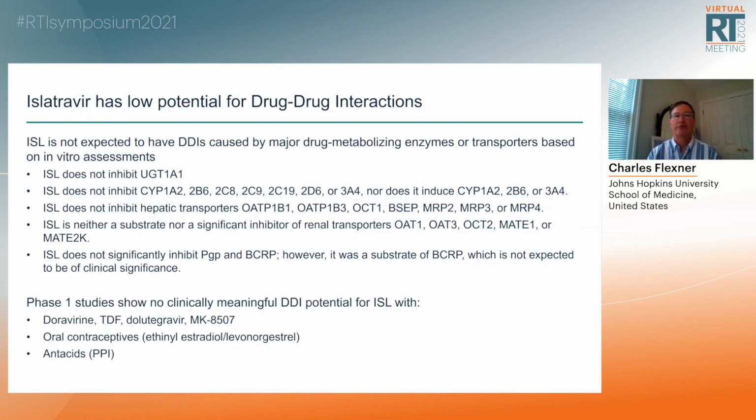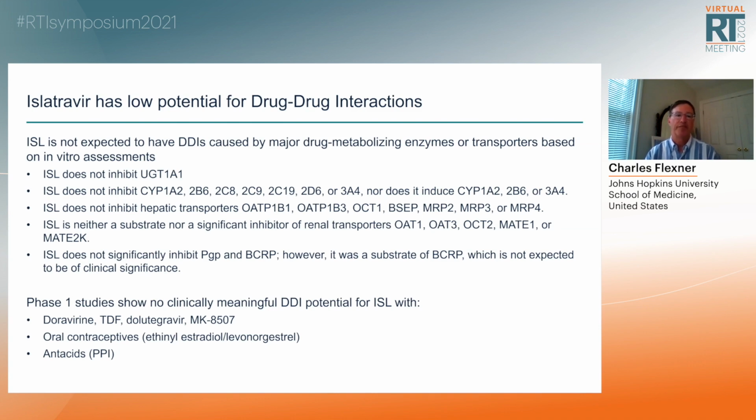As I said before, Islatrovir has a low potential for drug-drug interactions. It's not expected to have DDIs caused by major drug metabolizing enzymes or transporters based on in vitro assessments. It does not inhibit cytochrome P450s, nor does it inhibit glucuronosyl transferase enzymes like UGT1A1, nor does it inhibit drug transport proteins. It is a substrate of BCRP, the breast cancer resistance protein, a drug transporter, but that's not expected to be of clinical significance given the history with that transporter.